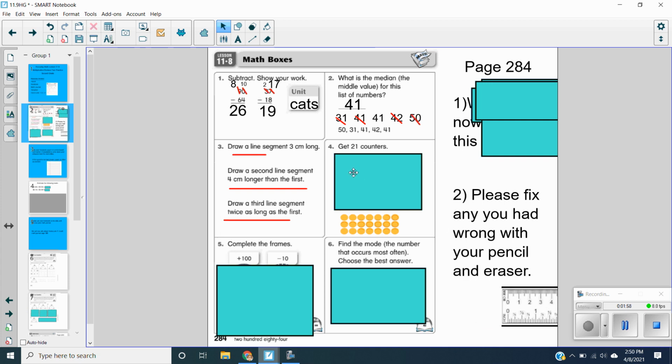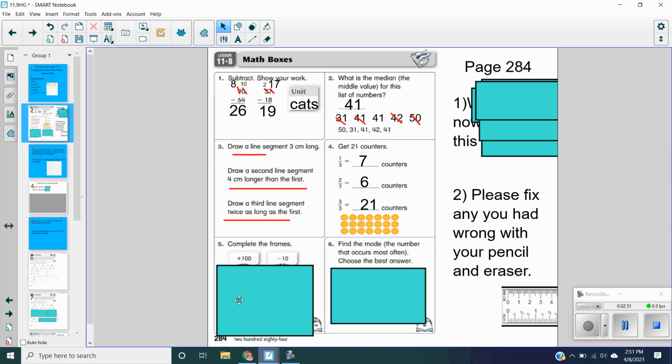For question 4, you could either use 21 counters or you could make an array. So I divided my array into 3 equal groups. And if I have one of those equal groups, that will be a total of 7. If I divide them into sevenths going the opposite direction and I have 2 of the sevenths, that would be a total of 6. If I have 3/3, that's the same as saying 1 whole. So if I have the whole thing, that would be 21 counters.